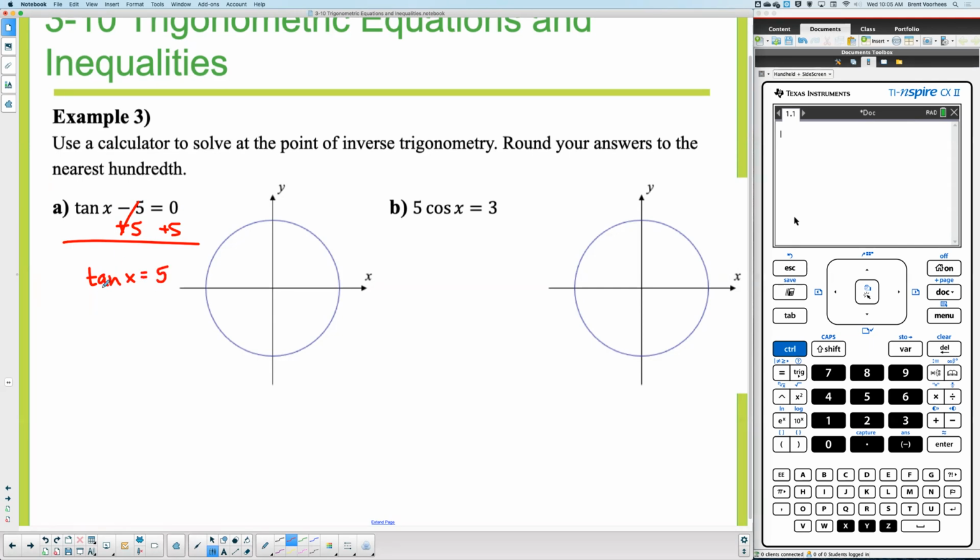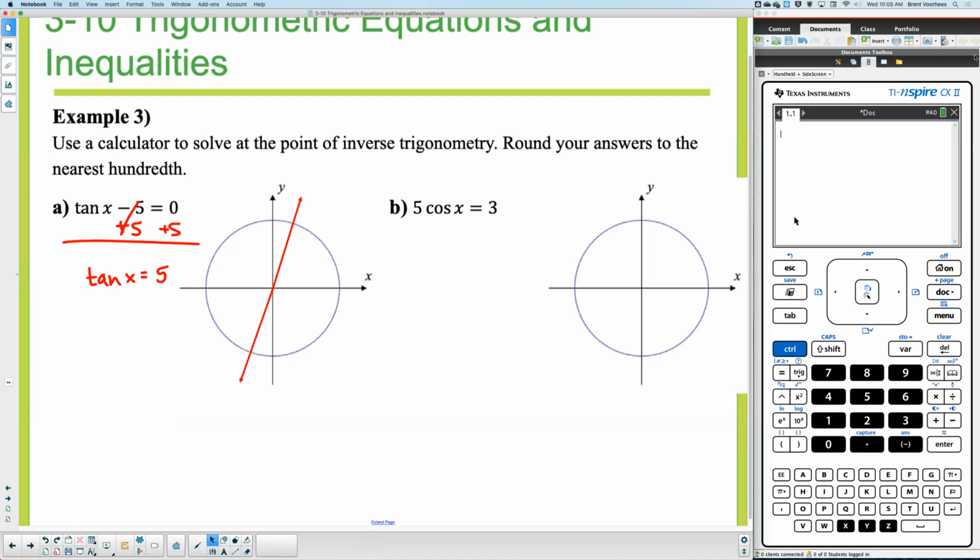5. Now tangent doesn't represent y's alone. It doesn't represent x alone. It's y over x, which is the same thing as slope. We have a line here with a slope of 5. What I'm going to do is draw a line with a slope of 5. That means I go up 5 over 1. I think it's going to be somewhere in here. I would guess it looks something like that. So that's what my line should look like.